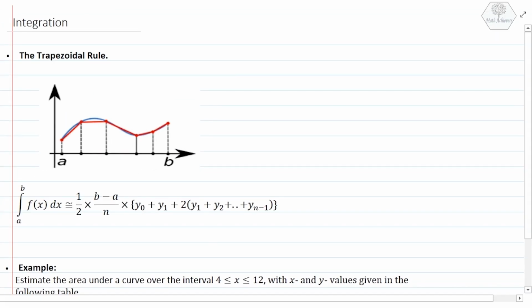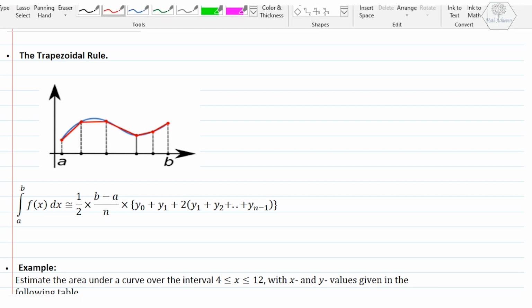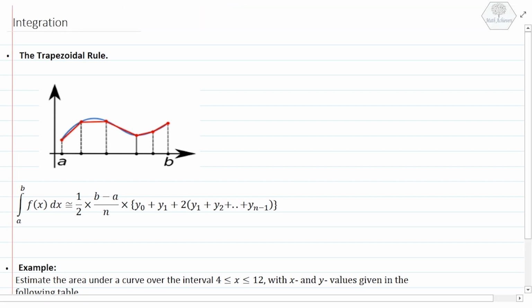Now, let's talk about the trapezoidal rule. The trapezoidal rule says that if I have an area bounded by A and by B, I can just draw multiple trapeziums and find the area of each trapezium.